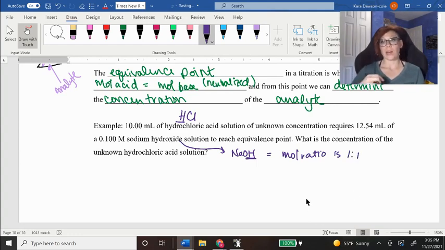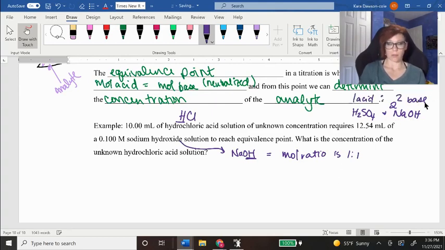Now, if you had sulfuric acid, H2SO4, and NaOH, well, this is 2, this is 1, so this would be a 1 to 2 mole ratio, 1 acid to 2 base. So that's just how you can get your mole ratio really quickly without actually balancing the full equation. Usually I don't think I ask you anything that you have to have the balanced chemical equation for. If I do, then I'm going to give you the equation. You just have to balance it.